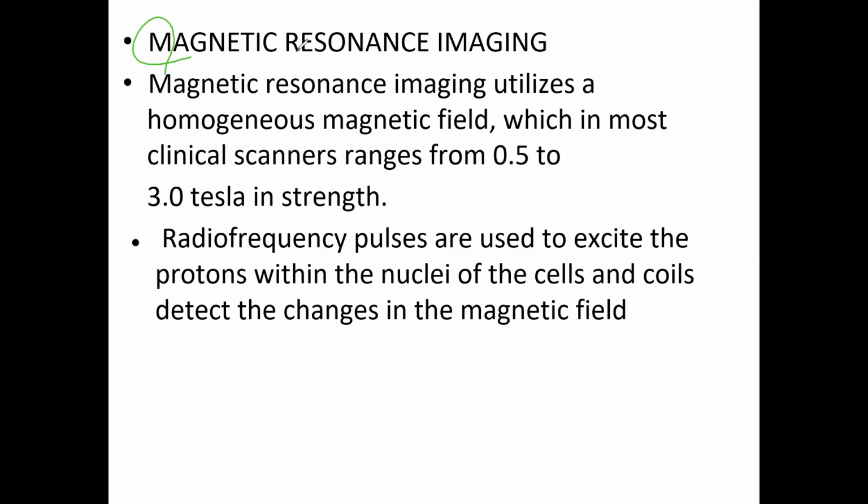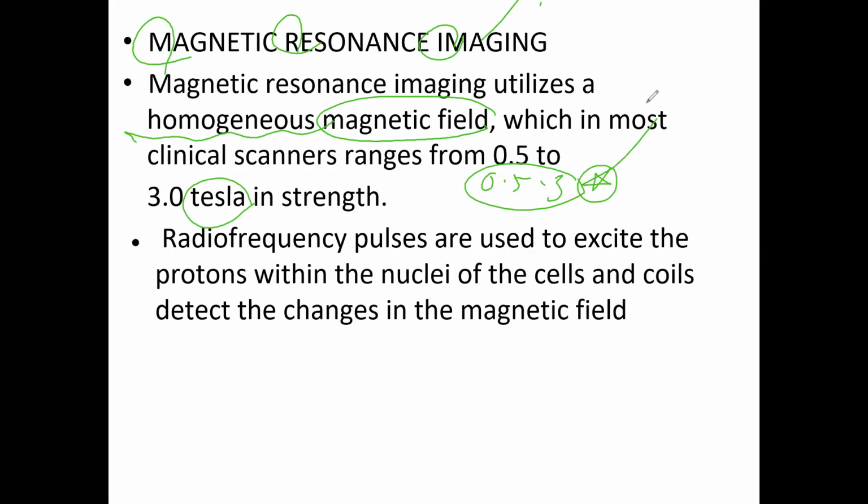Is MRI helpful for knowing? Useful is the homogeneous magnetic field. The scanners have Tesla strength. This is Tesla, not Telsa. Tesla strength of 0.5 to 3 Tesla. You should keep in mind that up to 3 Tesla will be there. So we have a 1.5 Tesla machine in our hospital, as you know.